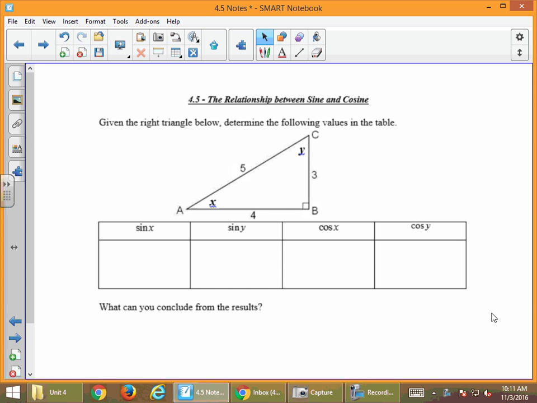If we take a look at this black section, we're going to take a look at the relationship between sine and cosine in a right triangle. Okay? So we're going to use this triangle to fill out the following table. Okay? Well, we're going to find the cosine of x.